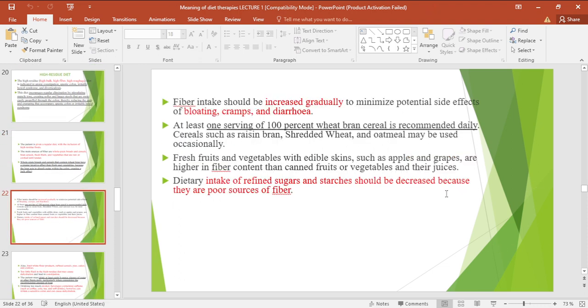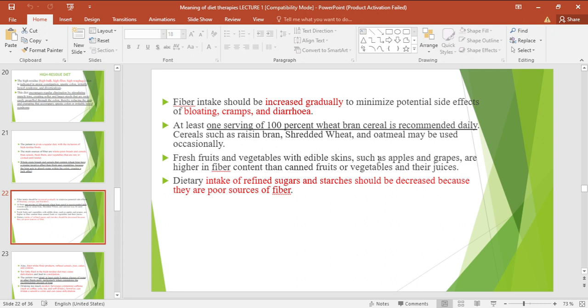The fiber intake should also be increased gradually to minimize potential side effects of bloating, cramps, and diarrhea. At least one serving of 100% wheat bran cereal is recommended daily. Cereals such as raisin bran, shredded wheat, and oatmeal may be used occasionally. And then fresh fruits and vegetables with edible skins such as apples and grapes are also higher in fiber content than the canned fruits or vegetables and their juices. So you have to maximize the fiber. That is why it's called a high residue diet.